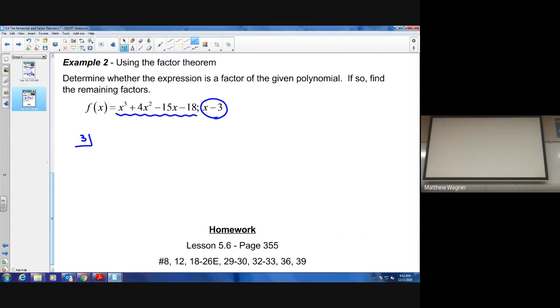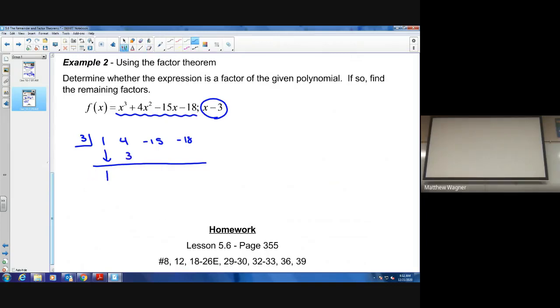So what I'm going to do is set up my coefficients 1, 4, -15, -18, and I'm going to use synthetic substitution, and I'm going to make sure my remainder is 0, because then I know x minus 3 is a factor of my polynomial. Whoops. That's not a 3, that should be a 1.